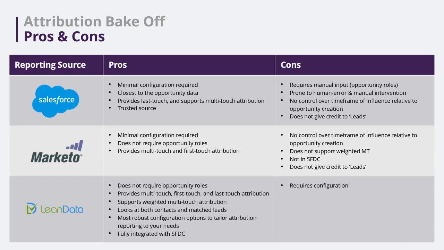Now, some of the cons is that, again, we don't have any control over the time frame of influence relative to the opportunity creation. So that's where we end up with really old campaigns that constantly are giving and getting attribution credit, much past when they were actually run. We also don't have any supported weighting for multi-touch. So an email touch is always going to be exactly equal to a trade show touch, which is exactly equal to a webinar touch. And sometimes that may not necessarily be true for all businesses.